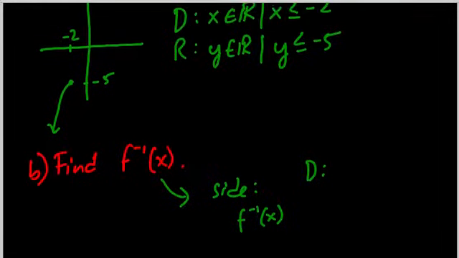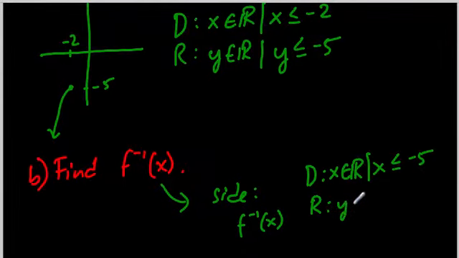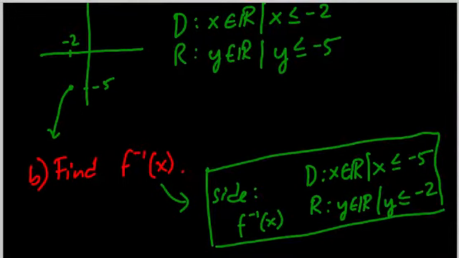Since I have the domain and range of the function, I can determine the domain and range of the inverse. So x is an element of the reals, x is less than or equal to negative 5, and the range is y is an element of the reals, y is less than or equal to negative 2. All right, so that's just on the side. It's going to be helpful in a second when I get to finding my inverse.